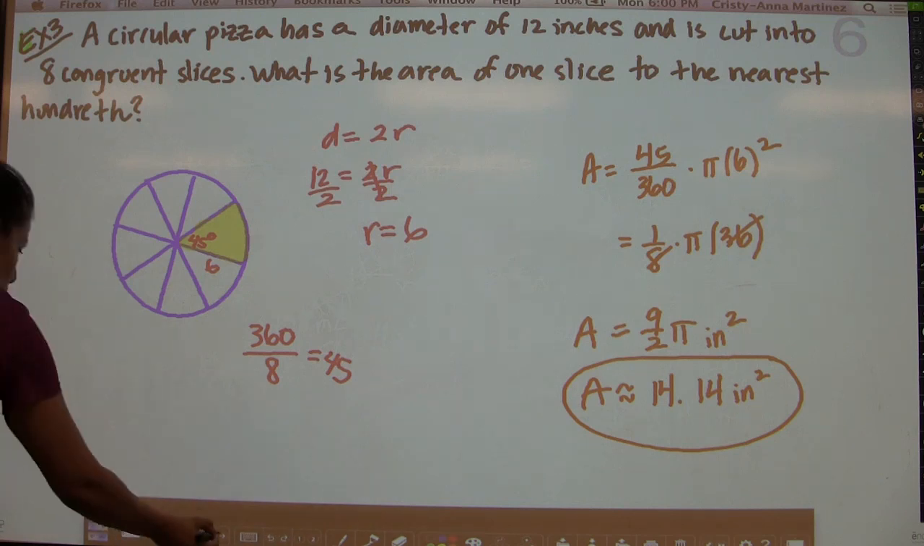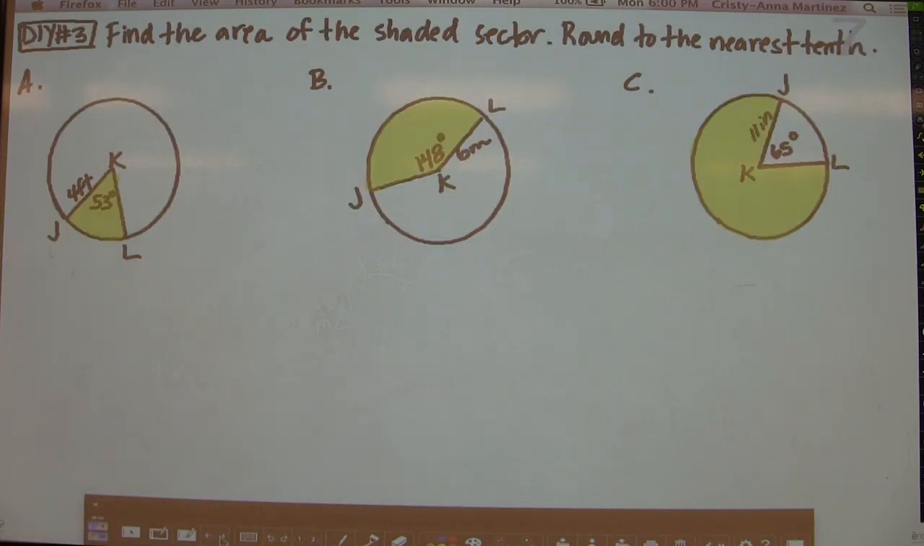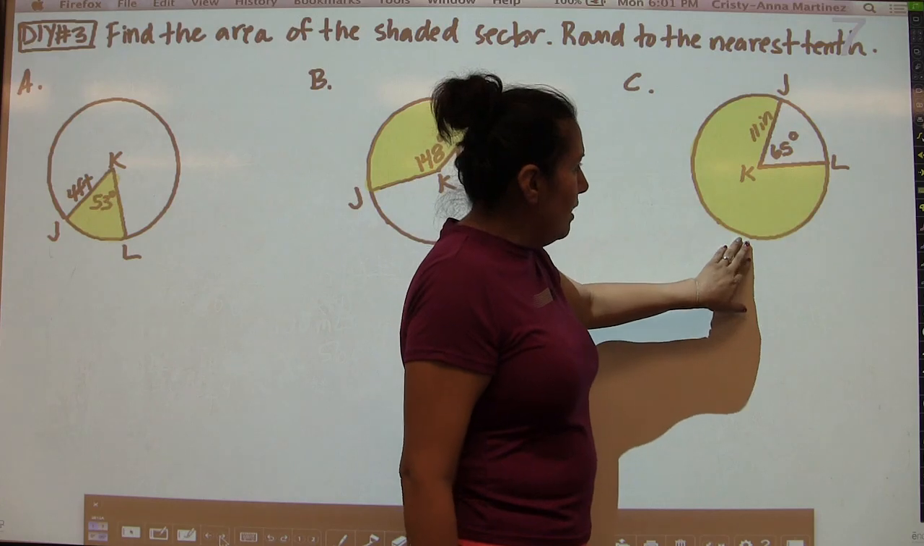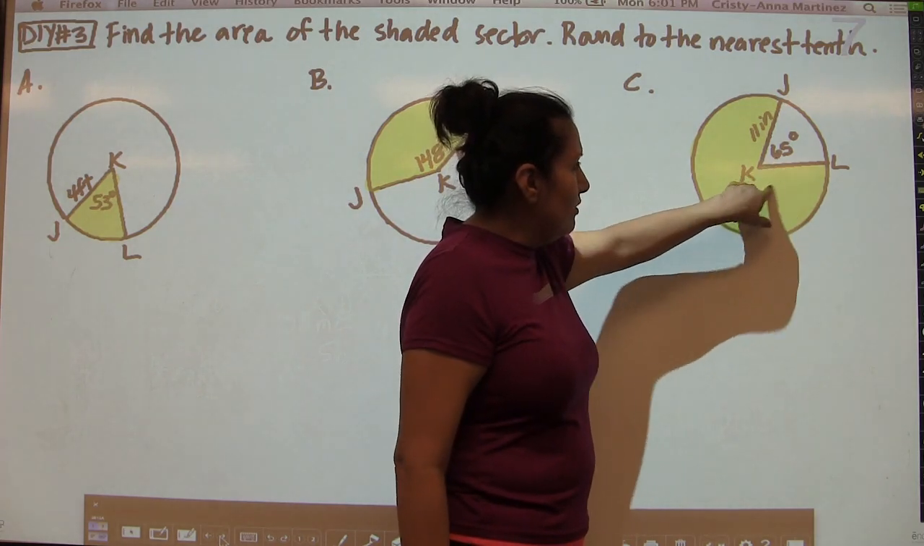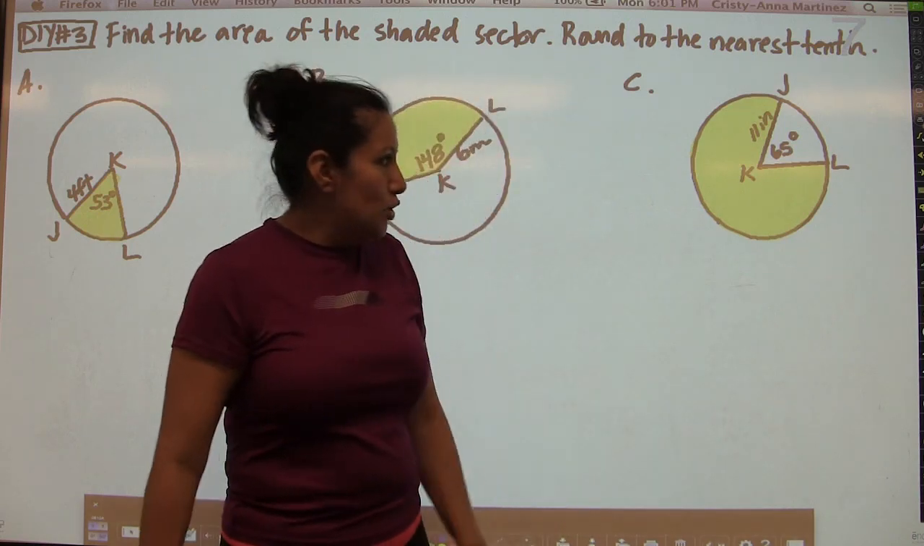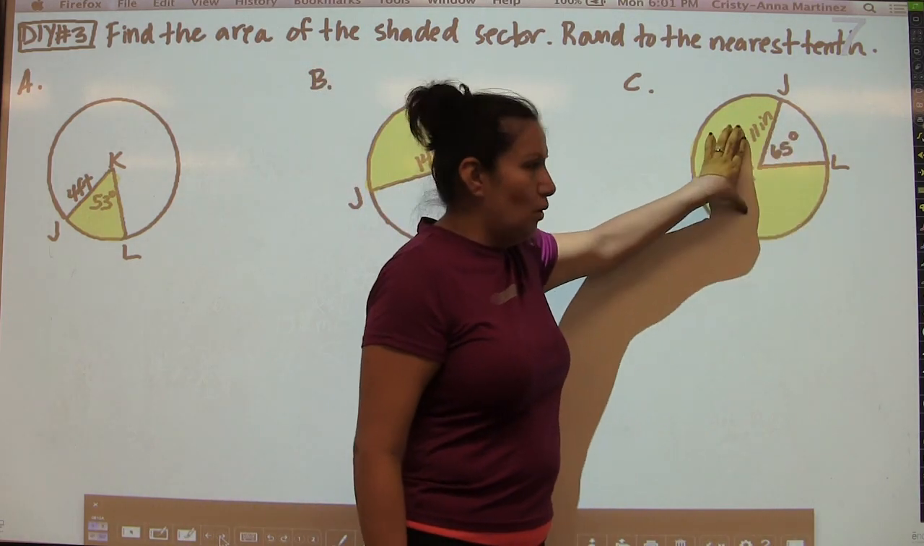So now we want you to do this do-it-yourself question and find the area of the shaded sector. Make sure that you round your answers to the nearest tenth. Be careful with part C. The easiest thing to do here is to subtract 65 from the 360 so that the area of your sector over here is what you want. You don't want the 65, you want the whole over here.